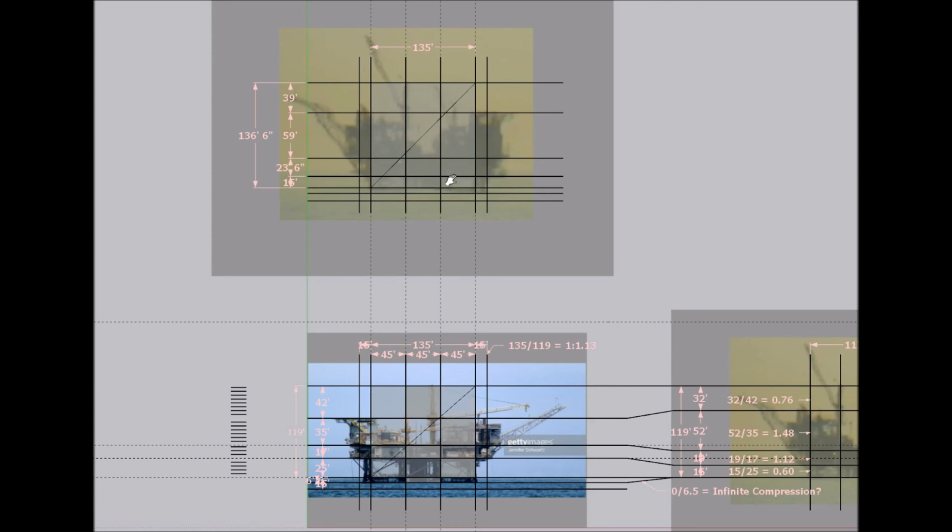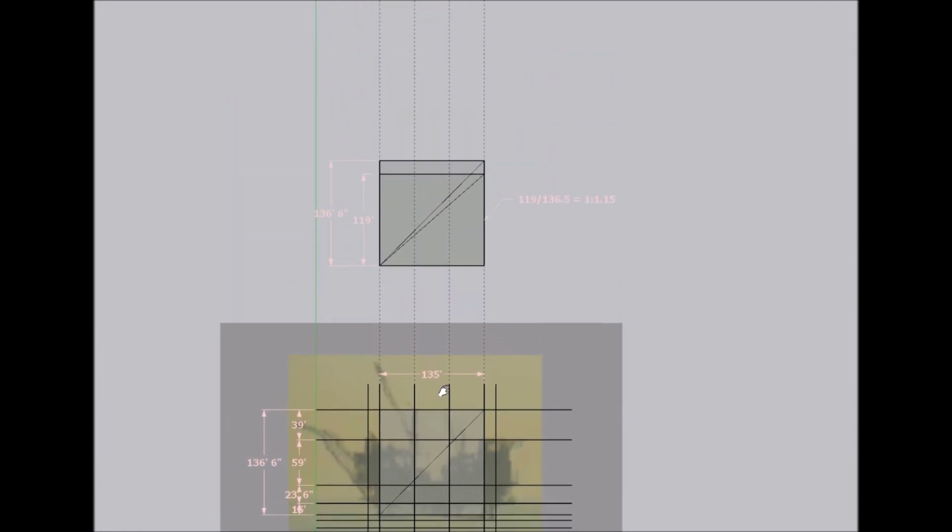The result is that it appears to have gotten taller, 136 feet versus 119 feet. And then I drew these rectangles, which I shaded, in order to block out the key dimensions here and be able to do a side-by-side comparison.